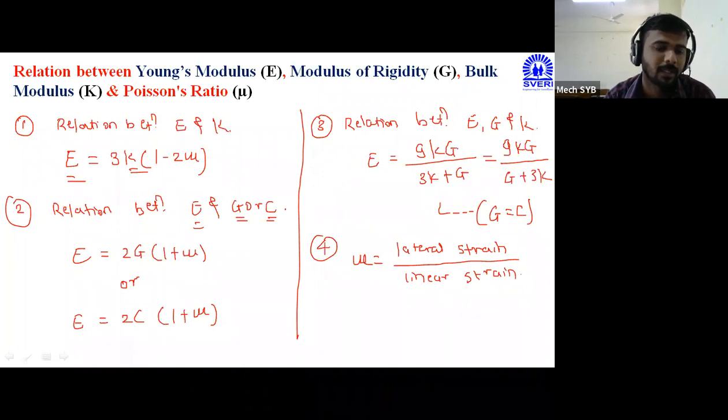Question is given to you: the relation between Young's modulus E and modulus of rigidity G. Then four options are there. E is equal to 2G in bracket 1 plus mu, E is equal to 4G in bracket 1 minus 2 mu, E is equal to 3G in bracket 1 plus 3 mu, E is equal to G in bracket 1 minus mu. So like that, four options are given, and out of that we have to choose the correct option.